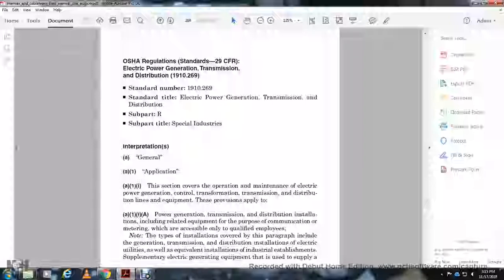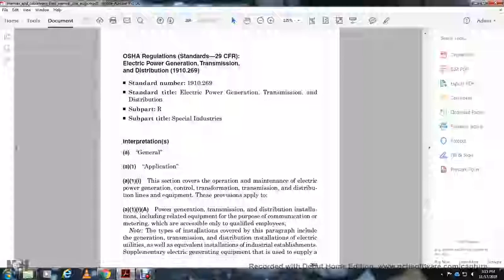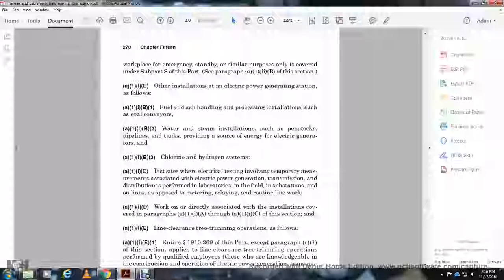The provisions apply to power generation, transmission, and distribution installations, including related equipment for the purpose of communication or metering, where accessible only to qualified employees. Note: the types of installations covered by this paragraph include the generation, transmission, and distribution installations of electric utilities, and equivalent installations in industrial establishments. Supplementary electrical generation equipment that is used to supply workplace emergency or standby power or for similar purposes only is covered under Subpart S of this part. See paragraph (a)(1)(ii)(B) of this section.